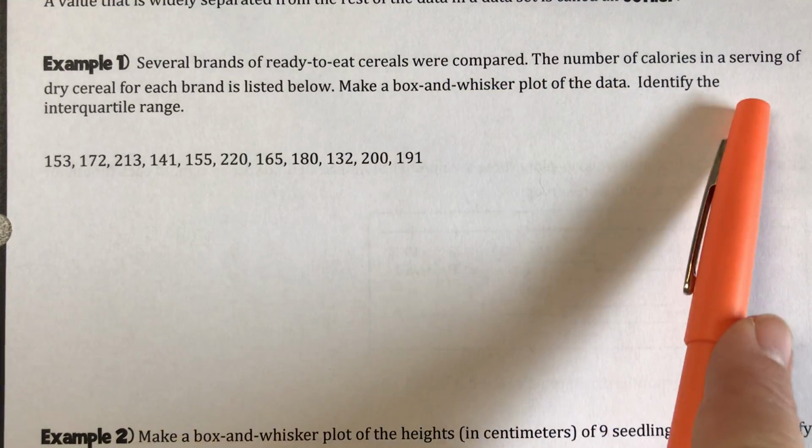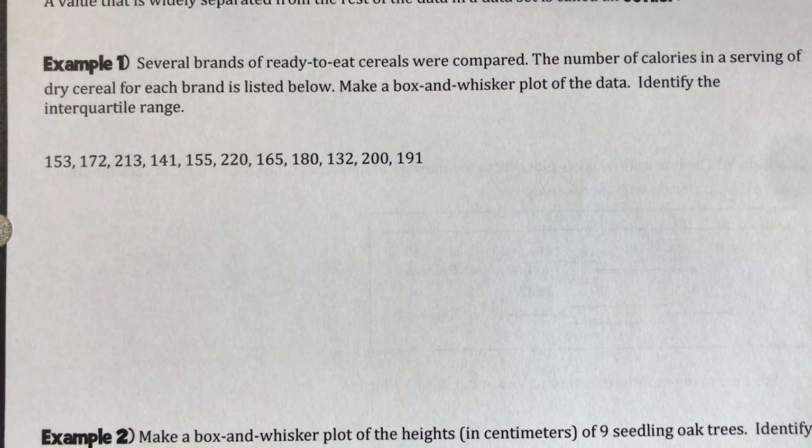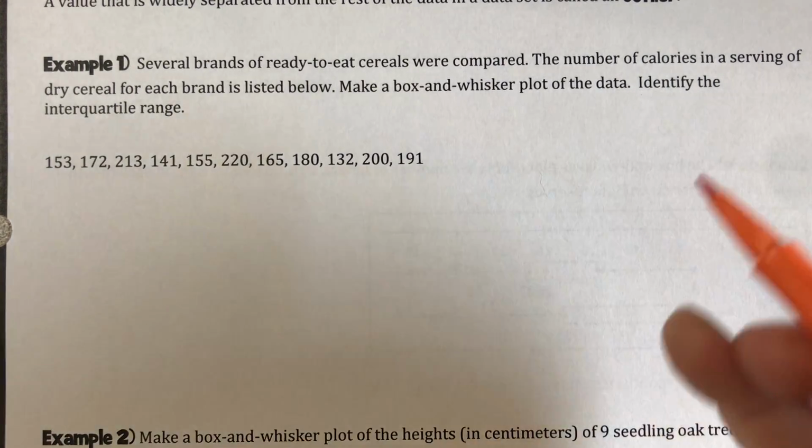So let's look at example number 1. It says several brands of ready-to-eat cereals were compared. The number of calories in a serving of dry cereal for each brand is listed below. Make a box and whisker plot of the data. Identify the interquartile range. So let's start with number 1. First thing we need to do is put our numbers in order.